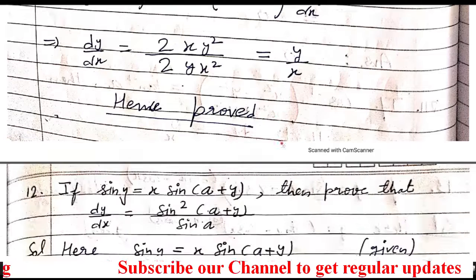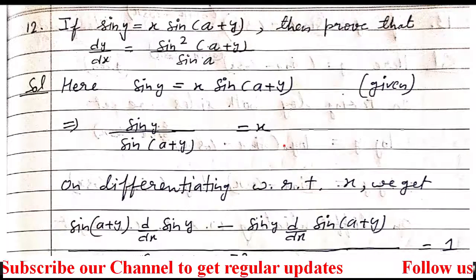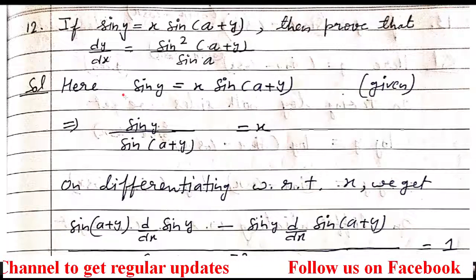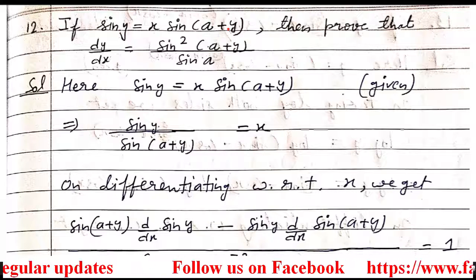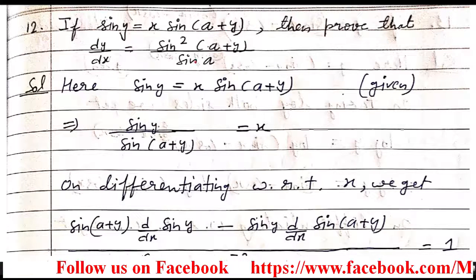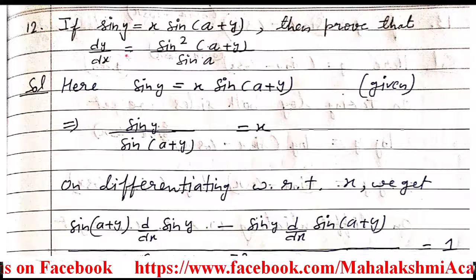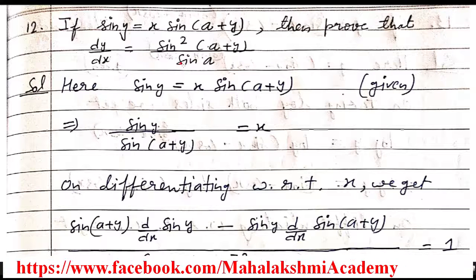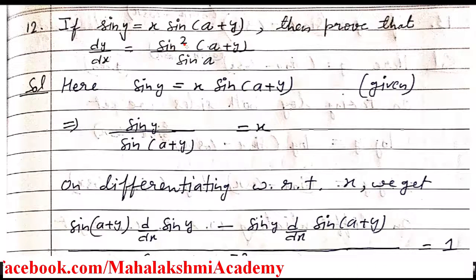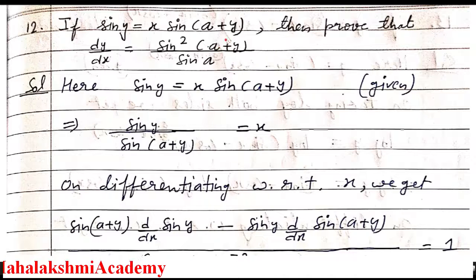Now we'll move to question number 12 of the same exercise, that is miscellaneous of chapter 7. Now again an equation is given to us. With the help of this given equation we have to prove this. So whatever we have to prove, we'll observe it very carefully. What we found is, here we have to bring sine square (a plus y), and it is already available here, sine bracket a plus y.